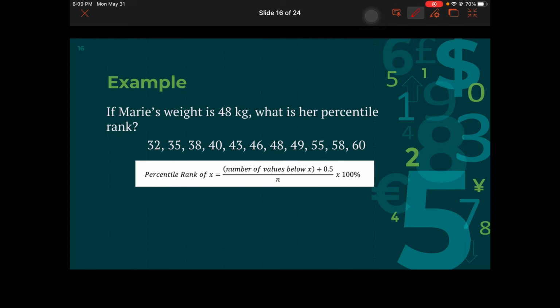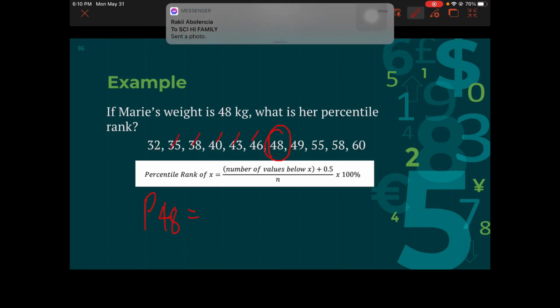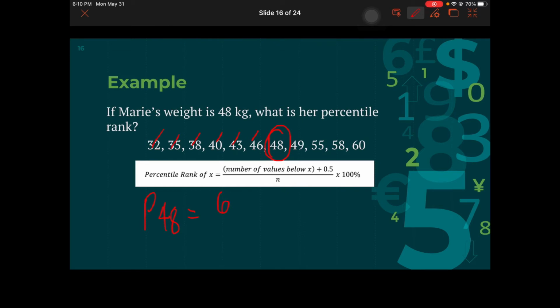So, how do we calculate for the percentile rank? Ito po yung ating formula. So, sabihin natin na si Marie ay kasama dun sa mga grade 10 na kinuha na ng weight kanina. Her weight is 48 kilograms. Ano ngayon yung percentile rank niya? So, in order for us to get it, the percentile rank of 48 is the number of values below x. So, hanapin natin si 48. Ito siya. So, how many values are there that is below 48? So, 1, 2, 3, 4, 5, 6. So, you have 6. Tapos, dadagdagan daw natin siya ng 0.5 divided by our n. Ang n natin ay 11. And then, we're gonna multiply that to 100%.